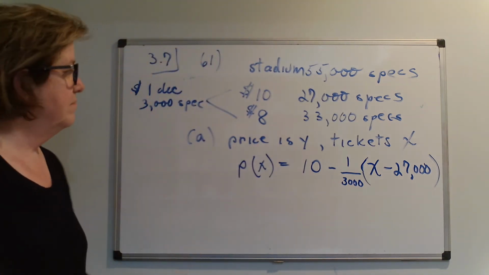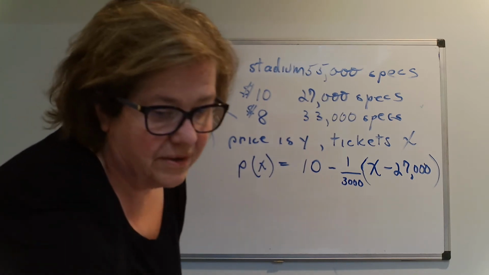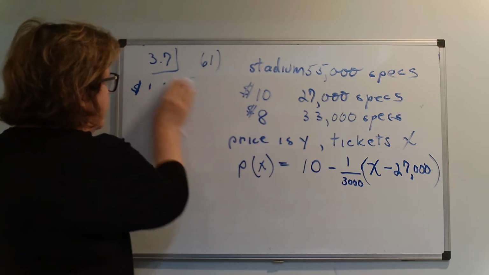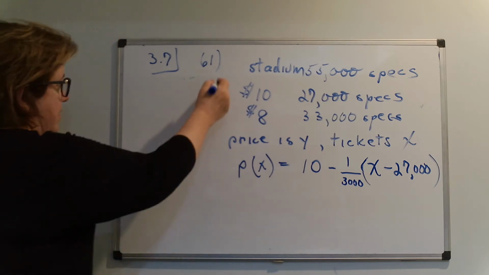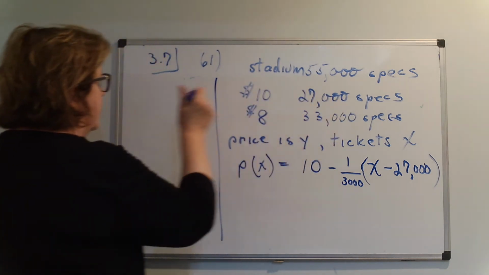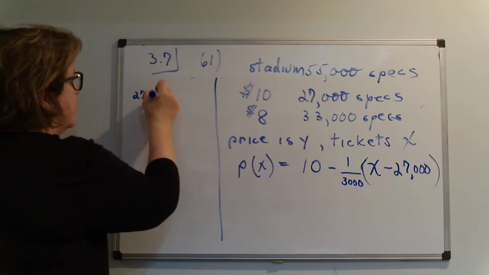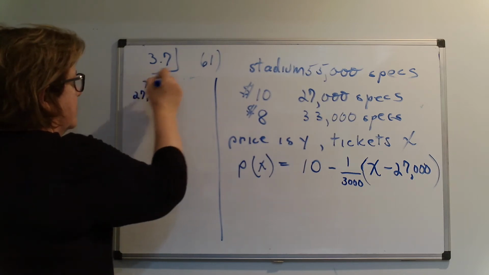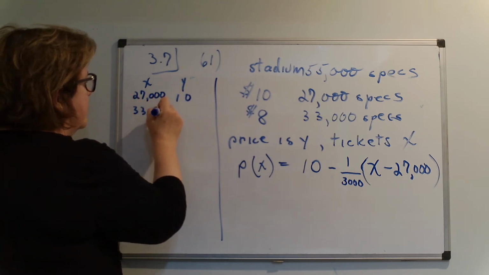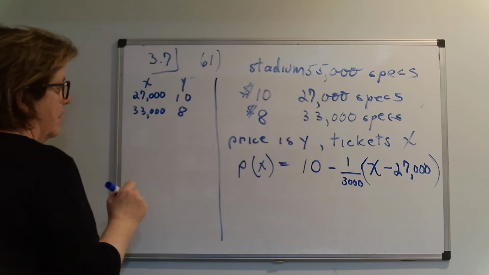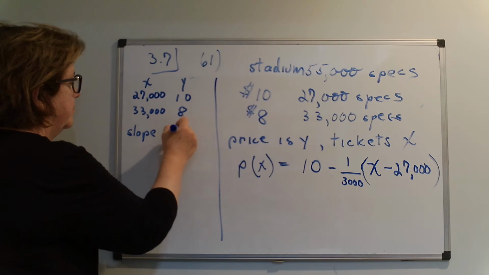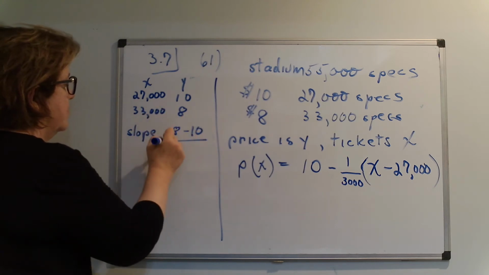Let's say you don't like that. It's okay, there's always another way to do it. We can do it this way. We can say, okay, straight line. So this is X, this is Y. So at X equals 27,000, Y is $10. At 33,000, Y is $8. What's my slope? My slope is change in Y over change in X.